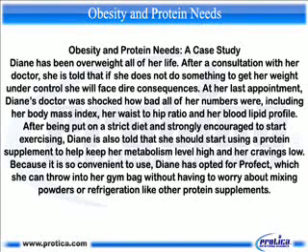After being put on a strict diet and strongly encouraged to start exercising, Diane is also told that she should start using a protein supplement to help keep her metabolism level high and her cravings low. Because it is so convenient to use, Diane has opted for ProfectR, which she can throw into her gym bag without having to worry about mixing powders or refrigeration like other protein supplements.